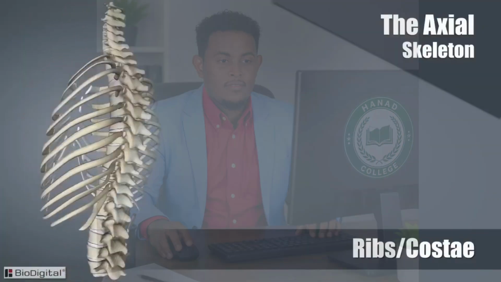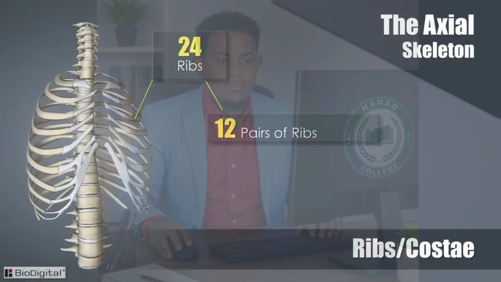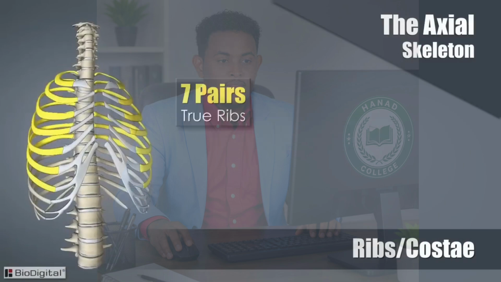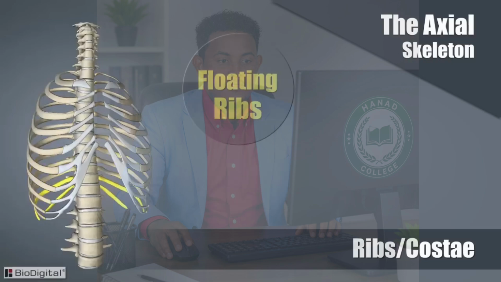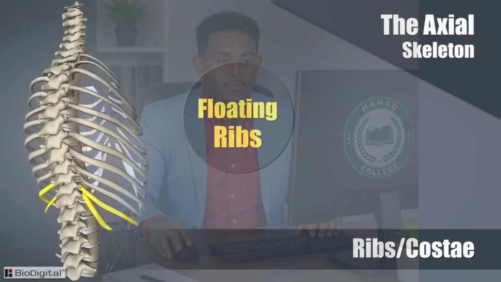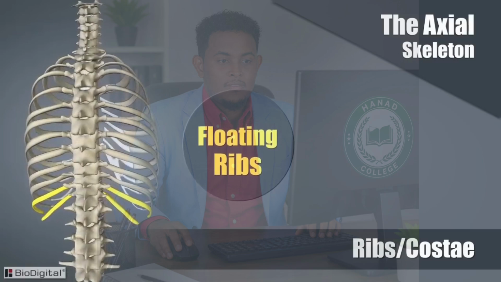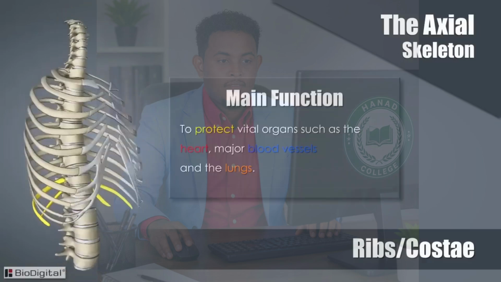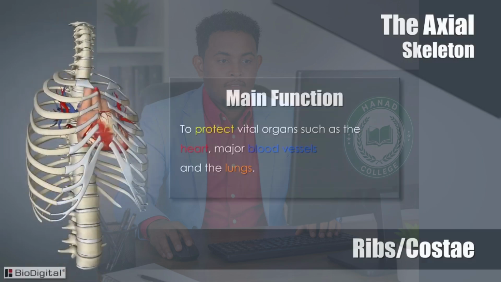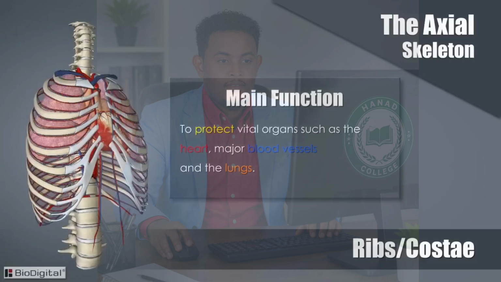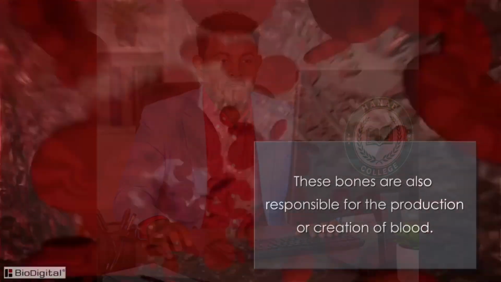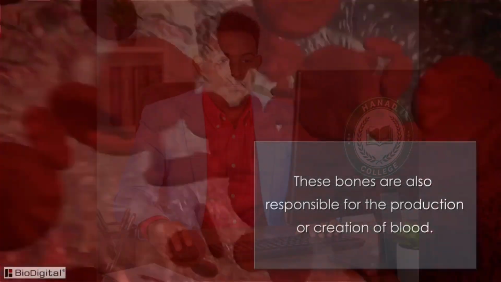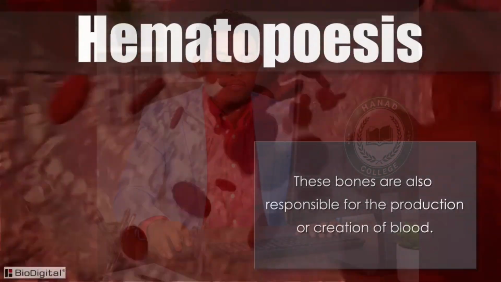The costae, or ribs, are composed of 24 ribs, or 12 pairs of ribs. There are 7 pairs of true ribs and 5 pairs of false ribs, of which the last 2 pairs are called the floating ribs. The ribs' main function is to protect vital organs such as the heart, major blood vessels, and the lungs. These bones are also responsible for the production or creation of blood. The medical term for this is hematopoiesis.